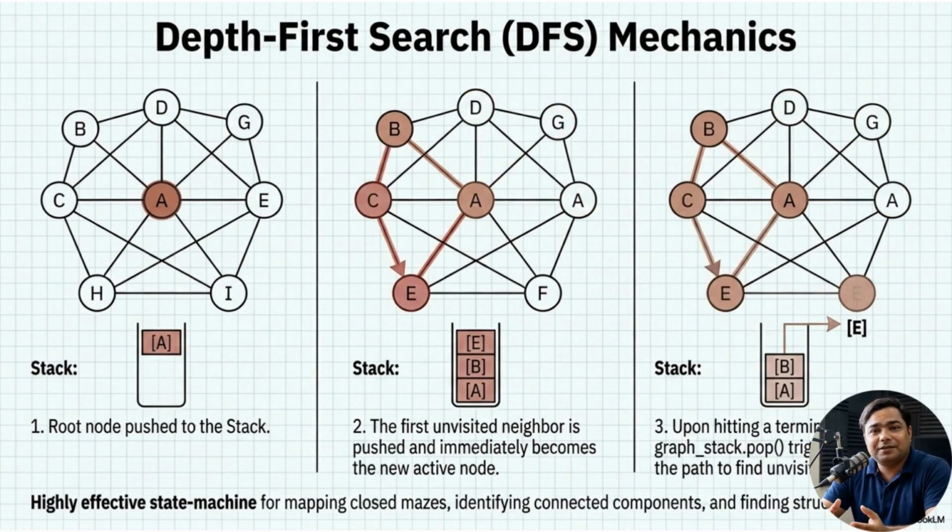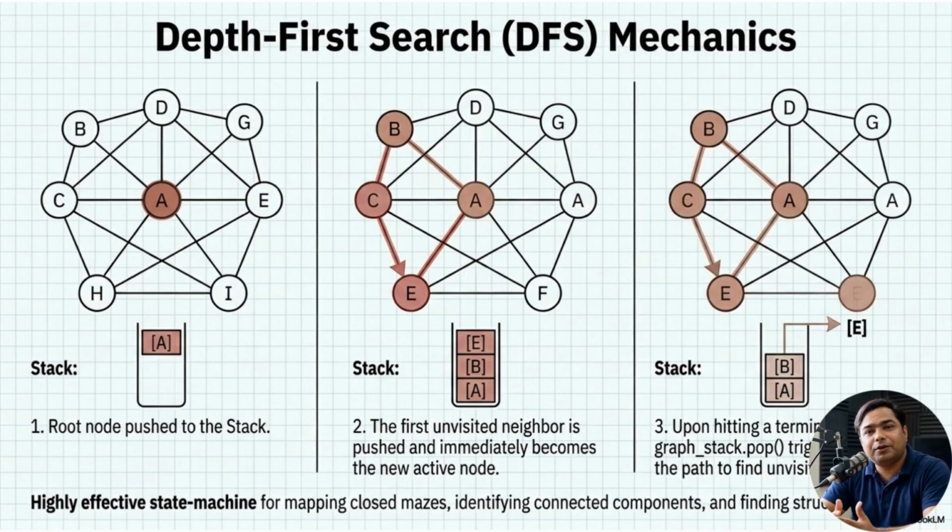Now we study DFS mechanics. DFS also starts from a root node, for example, node A, but instead of using a queue, DFS uses a stack. In the first step, node A is pushed into the stack. Then DFS visits one unvisited neighbor of A. Suppose it chooses node B. Node B becomes the new active node. From B, DFS again chooses one unvisited neighbor. It may go to C, then E, and so on.